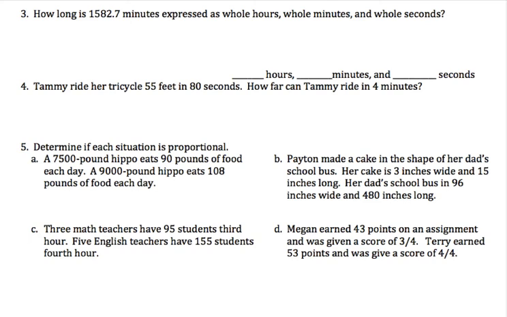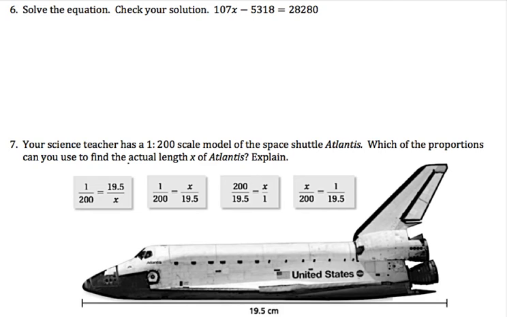Number 4, you're going to do a unit rate problem. It's 55 feet in 80 seconds. How far in 4 minutes? Now, since you're doing things in seconds, you probably should think of 4 minutes in seconds, which is 240 seconds. Number 5, determine if they're proportions. This is what we did on previous assignments. It's a yes or no.